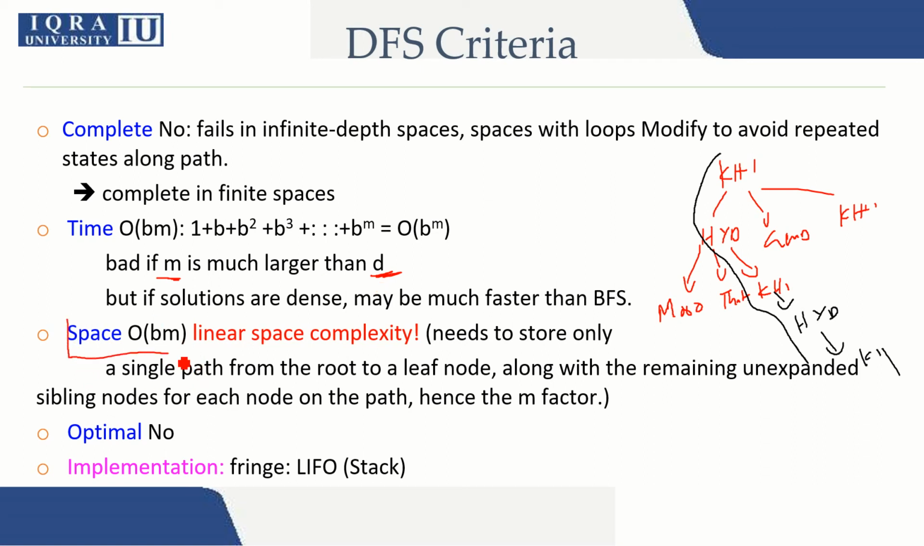The good thing about it is its space complexity is linear, because it does not have to keep track of every node at a given level. It just has to keep track of the nodes in a certain path, and the total number of nodes is b times m, which is very good. So the space complexity is superb for DFS. That's why it's preferred in some cases. It's not optimal, of course, because it will always find the solution at the leftmost path. The first solution it encounters, it will report, and it will not take the optimality factor into consideration. We implement this using a LIFO stack.